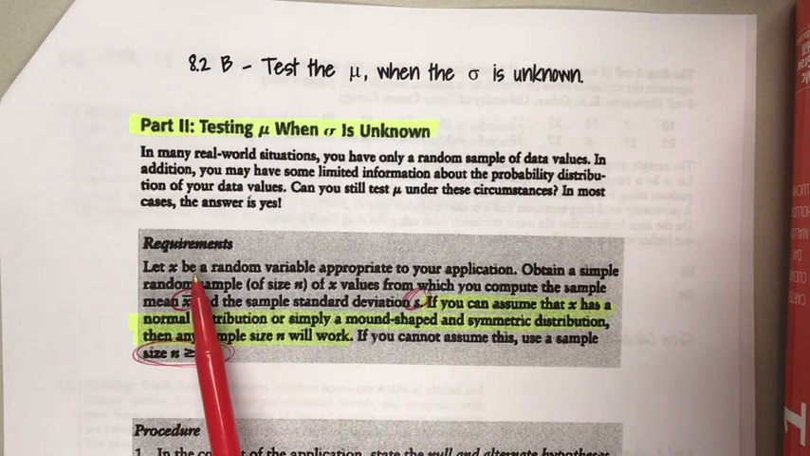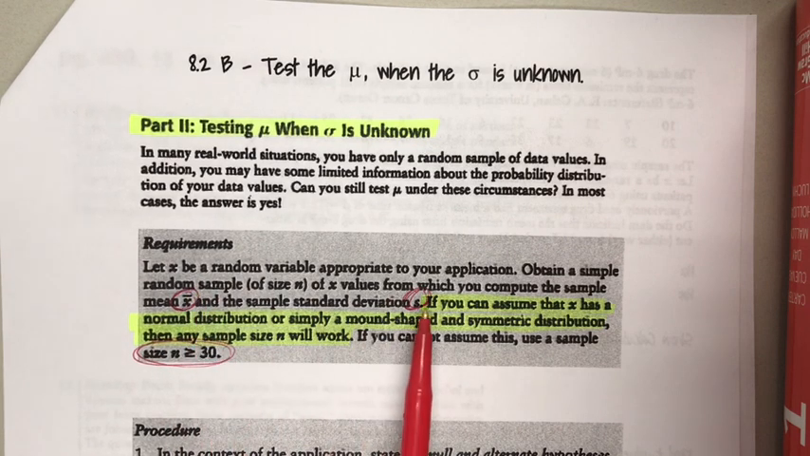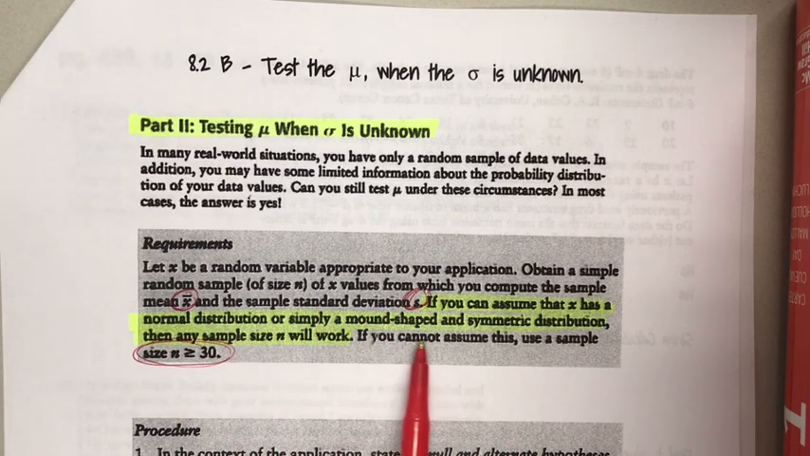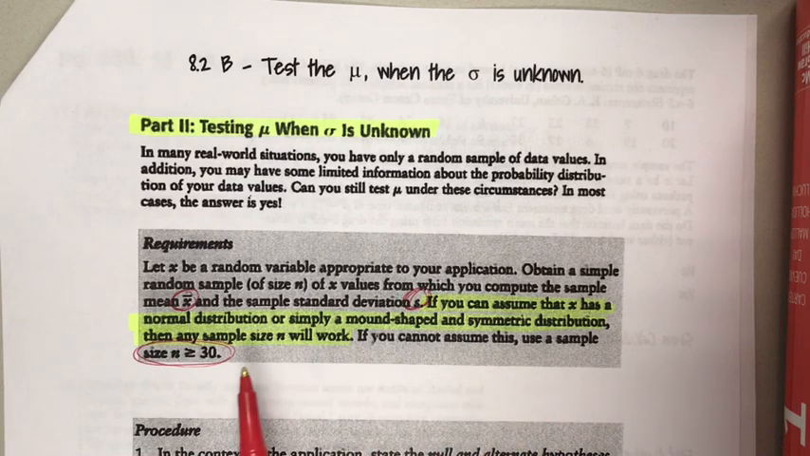If we have a random variable x, we're going to use the sample mean and the sample standard deviation, okay? If you know for sure it's a normal distribution or you think it is a symmetric distribution, any sample size n will work. So you could use a sample size of 10. But if you cannot assume this, use a sample size greater than or equal to 30. So from here on out, if we are doing our own project, if we just stick to this rule, you know that you're going to be okay.